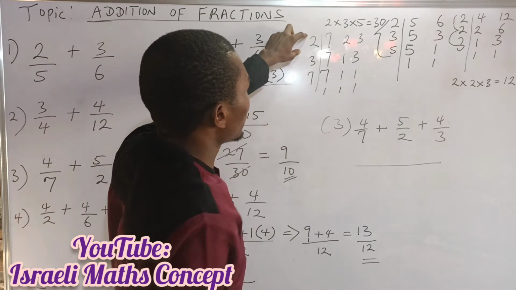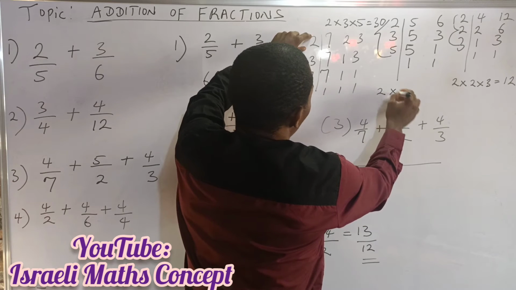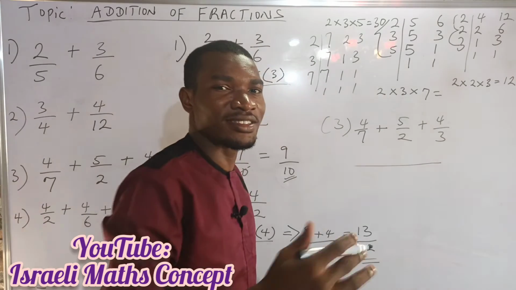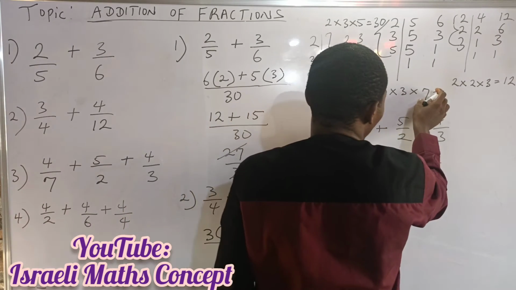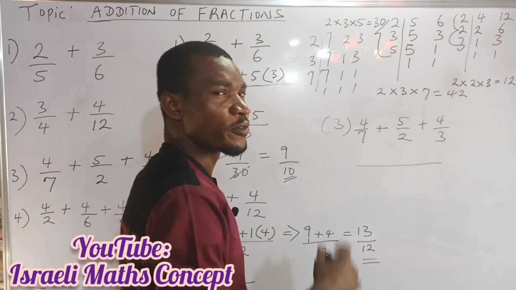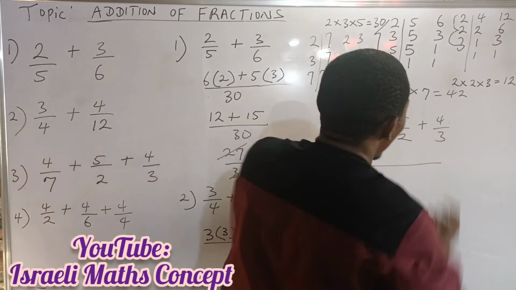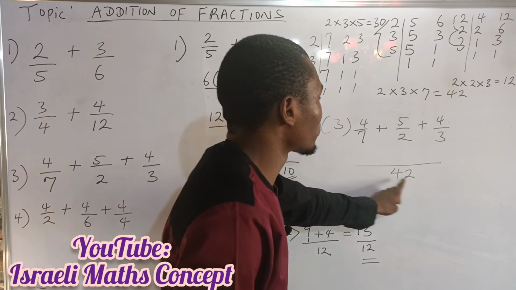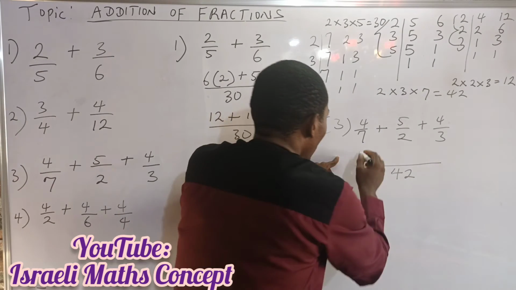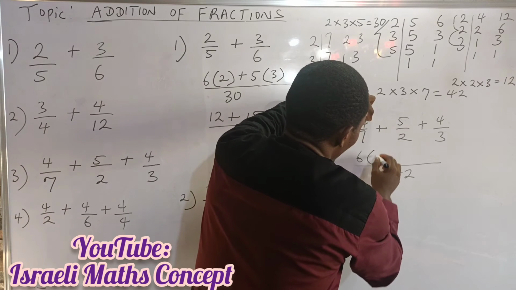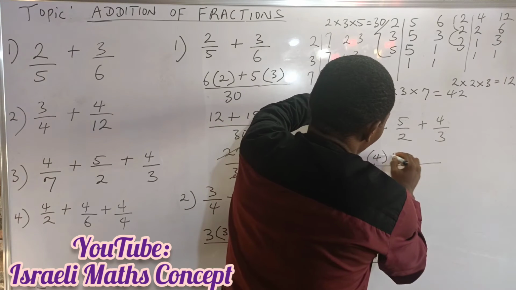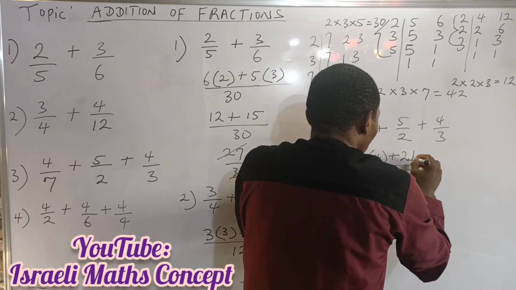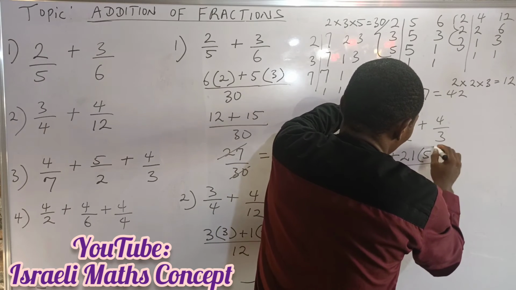Okay. Then the common LCM is 2 multiplied by 3 multiplied by 7. 2 multiplied by 3 is 6, and 6 multiplied by 7 will give us 42. So we found the LCM of 7, 2, and 3 as 42. Then 42 divided by 7 will give us 6. Then that 6 will multiply the numerator of this fraction, which is 4. Plus 42 divided by 2 will give us 21.